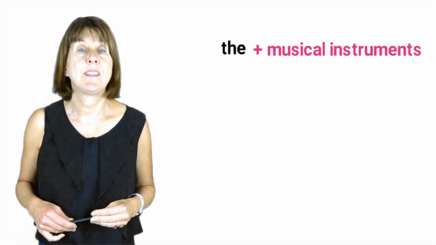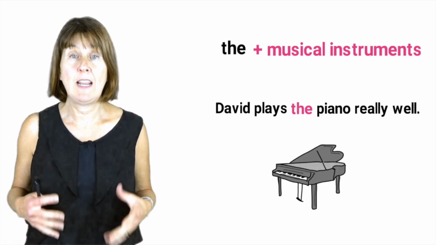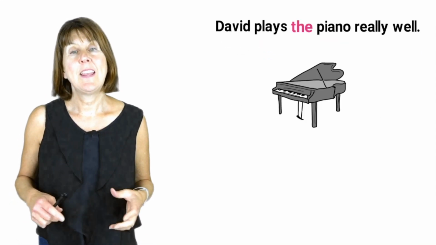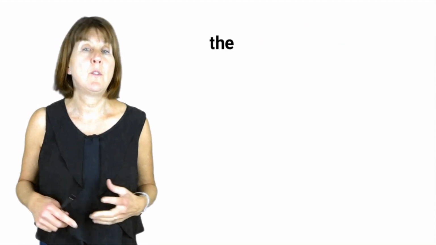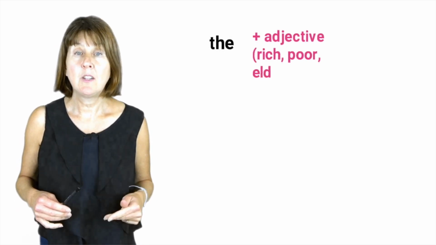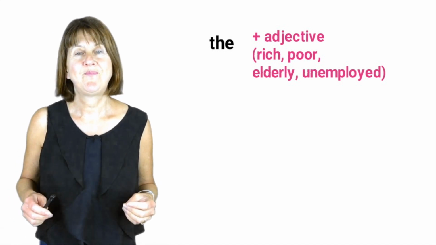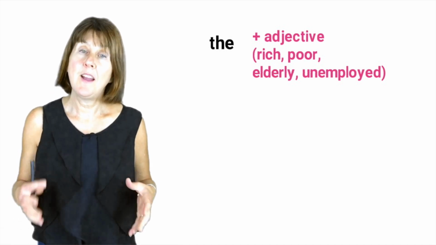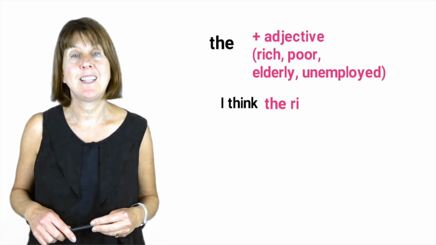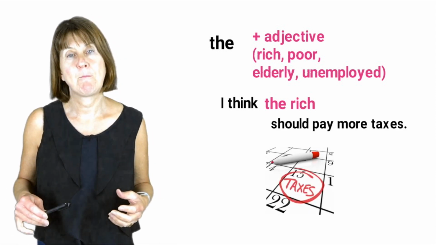However, we use the when we talk about musical instruments. So you would say, David plays the piano really well. Okay, now for the. We also use the with adjectives like rich, poor, elderly, or unemployed to talk about groups of people. For example, I think the rich should pay more taxes. This is referring to the group of people who are rich.